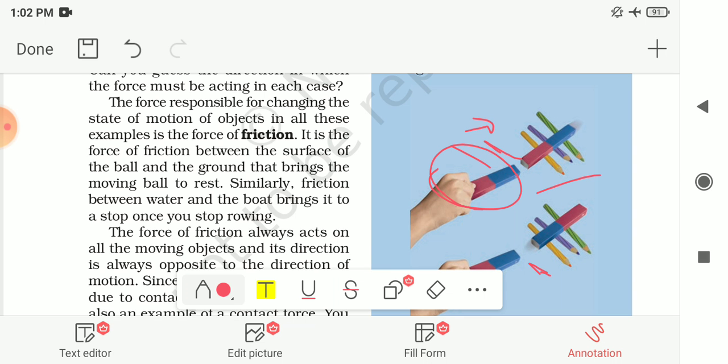Here you will observe that in the first case, when we are bringing the two different ends of the bar magnets near each other, both magnets will attract each other, and this roller will move in this direction because it is attracted by the other bar magnet. And when we are bringing the same ends of the bar magnets near each other, the magnets will repel each other, and the bar magnet which is on the roller will move in the opposite direction, or it will roll in the opposite direction.